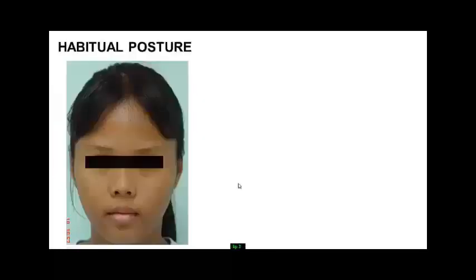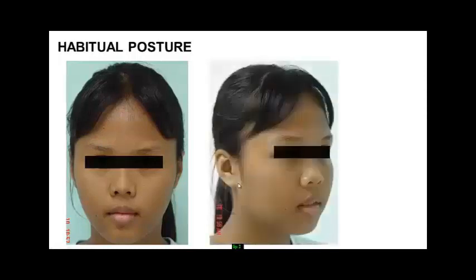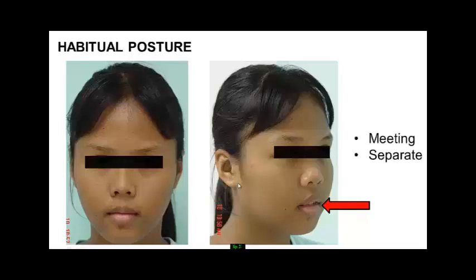For habitual posture, some patients have a tendency to have different lip posture. For example, in class 2 division 1, the patient has the habit of closing the mouth. Look at this patient. Because we are looking directly at her, she has this tendency to close her mouth. But when she was unaware of a dentist looking at her, her lips will be in a fully relaxed position. This is what we call habitual posture. So we note down the difference here as in meeting or separate.